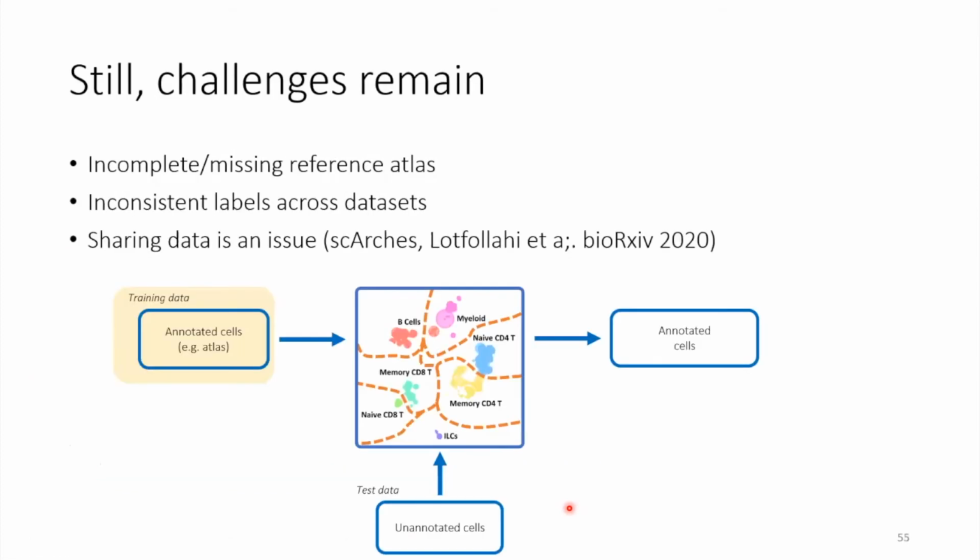So I think I have a bit of remaining time. I want to tell you a little bit about things that are a bit more challenging. As I said, I talked about the rejection, but there are also more challenges. We rely a lot on this training data. So which training data should we use? This is a bit of a difficult problem.